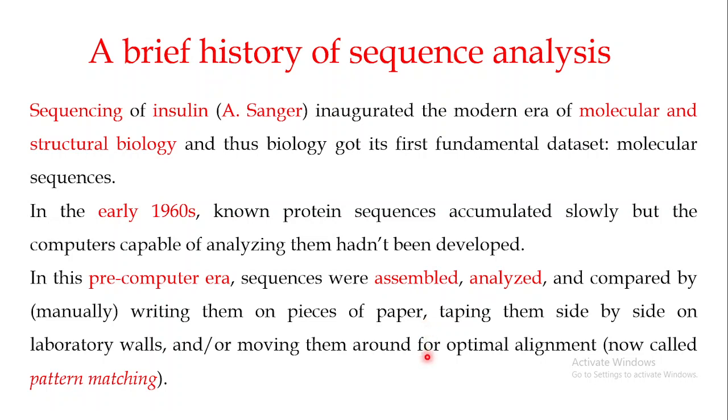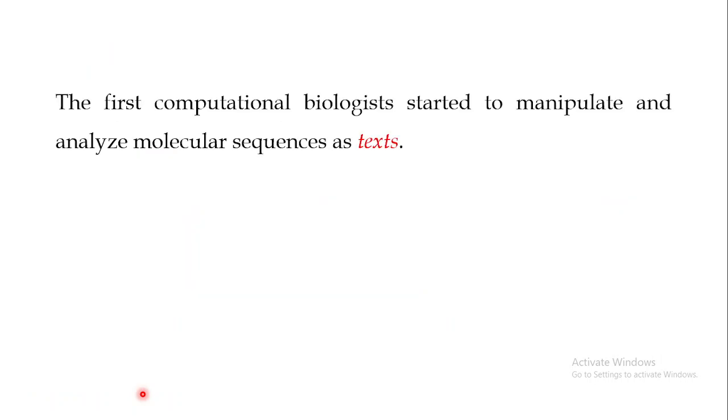Now, this optical alignment is what we now call pattern matching, and pattern matching is very important for determining the sequences of amino acids for a given protein. So the first computational biologists started to manipulate and analyze molecular sequences, the sequences of amino acids, as text, as I have given you the example of insulin. They started representing them by single letter codes in the form of text.